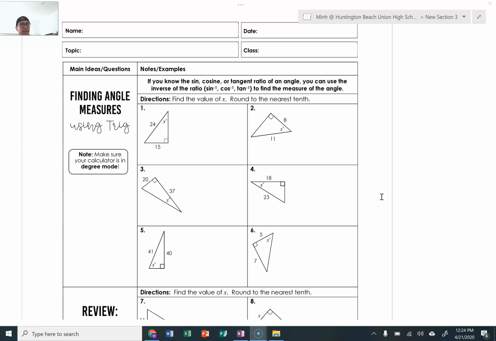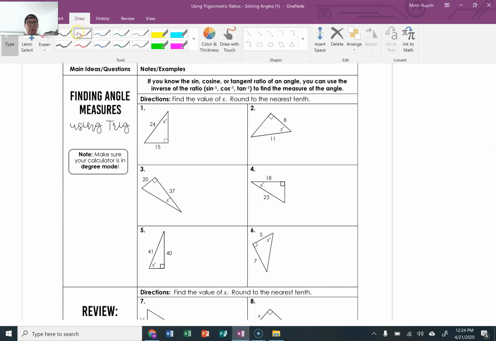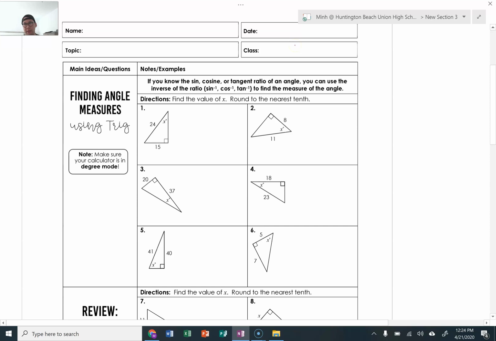Mr. Huynh with another lesson. Today's lesson is going to be on using trigonometry to solve for missing angles. In the previous lesson, we used the trigonometric ratios, SOH CAH TOA, if you don't remember, to solve for missing sides. Today, we're going to use those same exact trigonometric ratios to solve for missing angles.